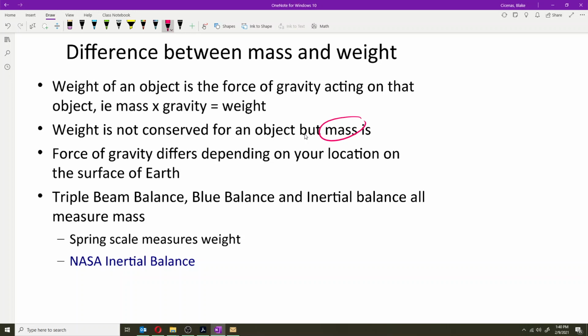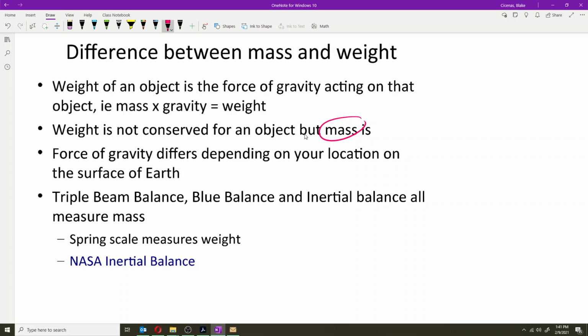There we go. And I mentioned the force of gravity differs depending on the location on the surface of the Earth, and I'll show you that here in a second. But a triple beam balance, a blue balance, and an inertial balance all will measure mass, mainly because you're comparing one mass to another mass. Even the triple beam balance, when you move those blocks around, you're still finding the mass because you're comparing two known masses.